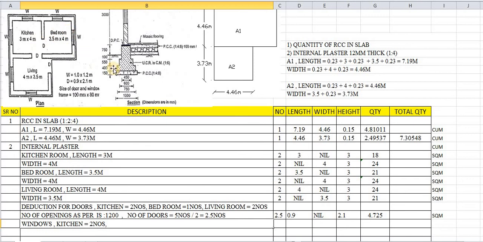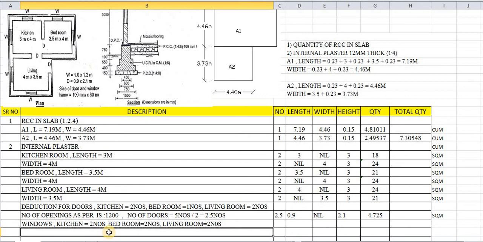What about bedrooms? Bedroom again has 2 numbers. Again living room, it has 2 numbers. So these are the total numbers of openings. Kitchen 2 windows are there, bedroom 2 windows are there, living room 2 windows are there. So overall 2 plus 2 plus 2, overall deductions is 6. So for 6, again 50% will be taken.